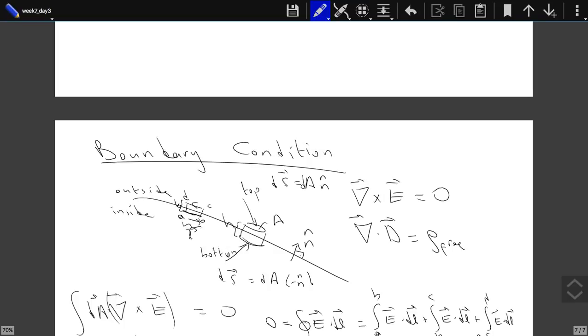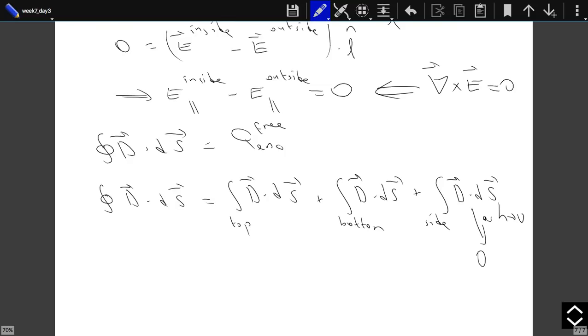You see, I have this cylinder. The top and the bottom are parallel to the surface, but the n vector is perpendicular to our surface, so this n vector is perpendicular to the top area and the bottom area. And the dS vector is a vector that is perpendicular to my area. So the dS vector is either in the direction of n, at the top it is in the direction of n, at the bottom it is in the direction of minus n. So this is equal to the D outside dot n dS.